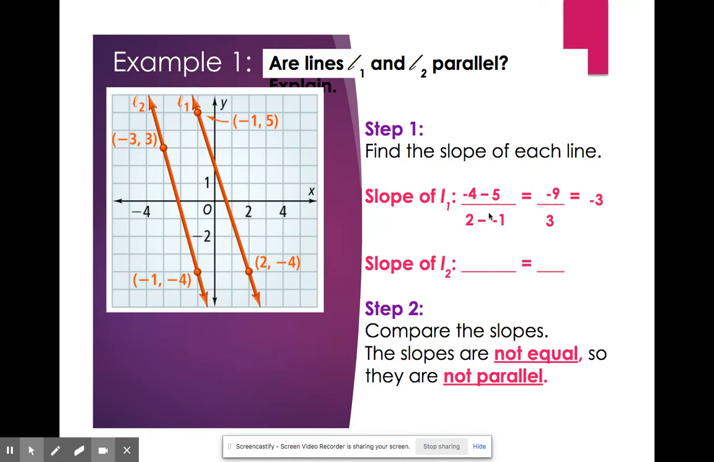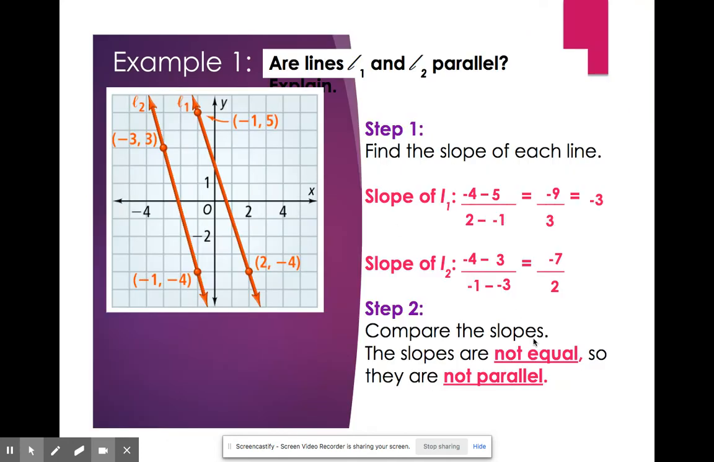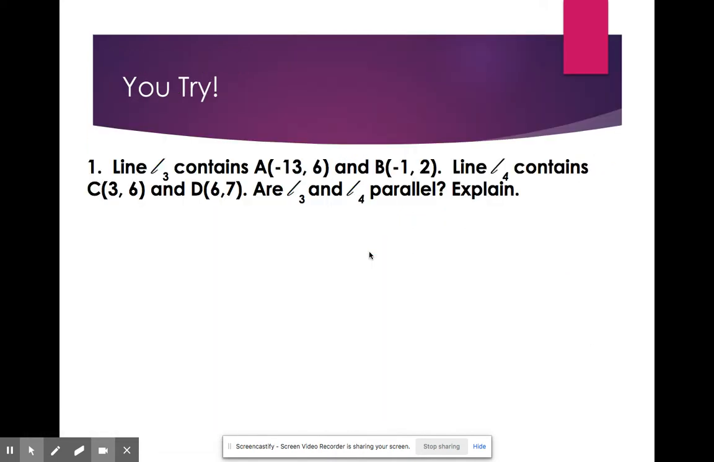Let's find the slope of line 2 to see if they're parallel. Remember, we're trying to make sure that they're the exact same. So -4 minus 3, because y2 minus y1, over -1 minus -3, because x2 minus x1. You will get -7 over 2. The slope of our second line is -7 over 2. That's not the same as the slope of our first line. So compare the slopes. The slopes are not equal, so they are not parallel. You have to be careful: it looks parallel, but it's not.